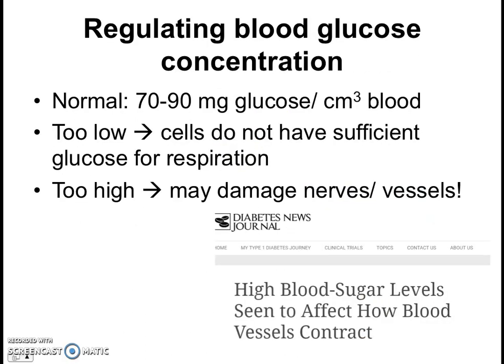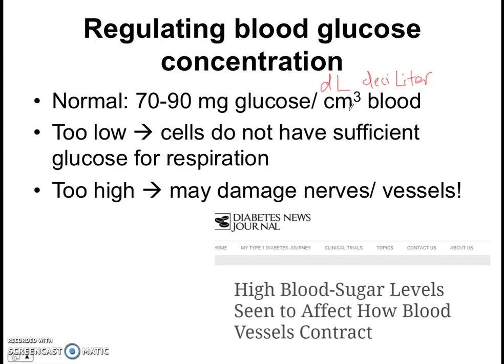Alright, so the homeostatic control or regulation of your blood glucose levels is a very important thing. Normally, the blood glucose levels in your blood are around 70 to 90 milligrams of glucose per cm cube of blood, or sometimes you'll see this written as dL, which means deciliter. Which basically is the same. 1 deciliter is 1 cm cube.